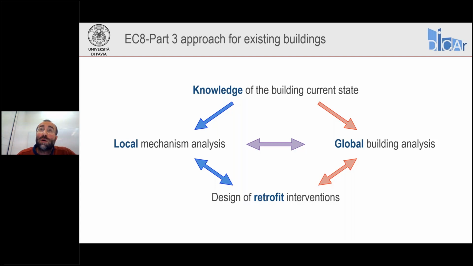Finally, once we know if the performance of the building is acceptable or not, we may or may not design retrofit interventions. And again, we need to address the possible issues related to local and global behavior. And then we need to repeat our analysis to ensure that with our improvements, we are actually now meeting the performance requirements that the code is asking for our structure.